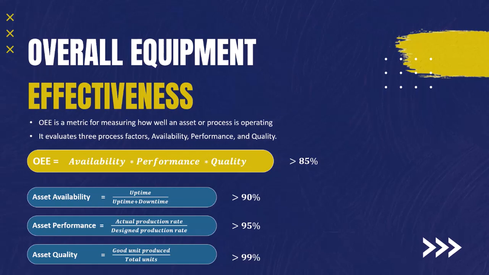So best practices of those parameters are 90% for availability, 95% for asset performance, 99% for asset quality, which means that the best practice for the OEE is to be more than 85%. If our equipment has a higher OEE, this means that we are exceeding the best practices. And if our equipment has a lower OEE, it means that we have an issue in our system that has to be solved.